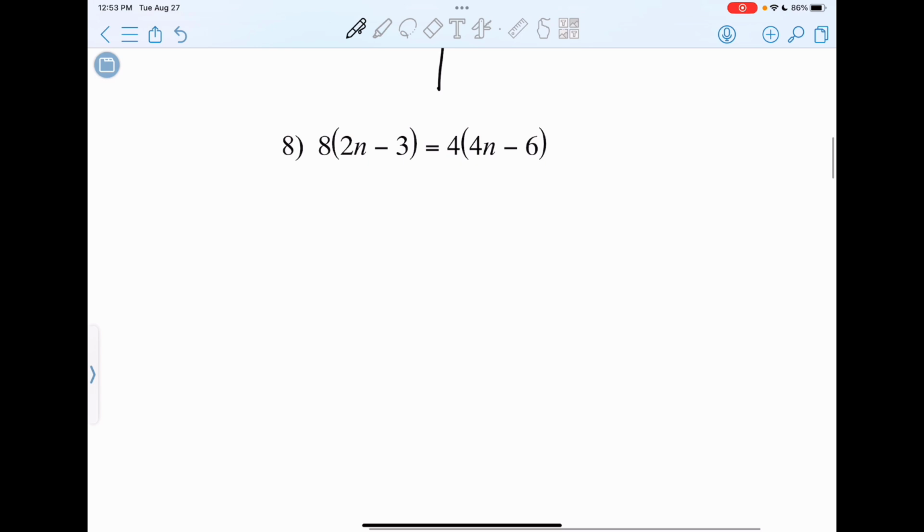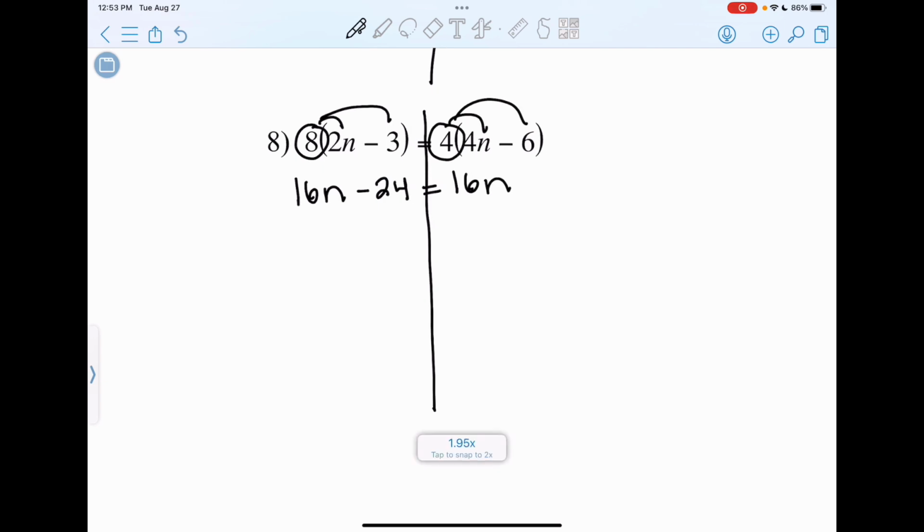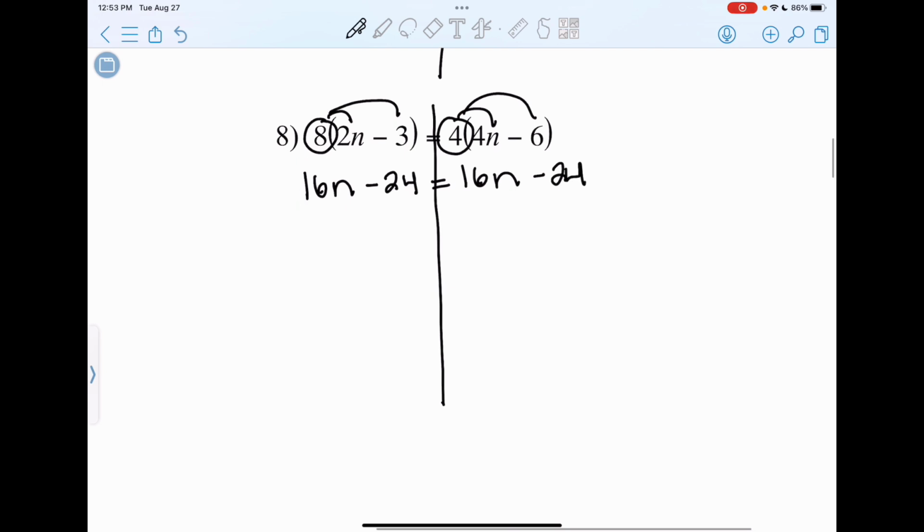Last one for this side. I have 2 double rainbows to solve. So 8 times 2n is 16n, and 8 times negative 3 is negative 24. Next, 4 times 4n is 16n, and 4 times negative 6 is negative 24.